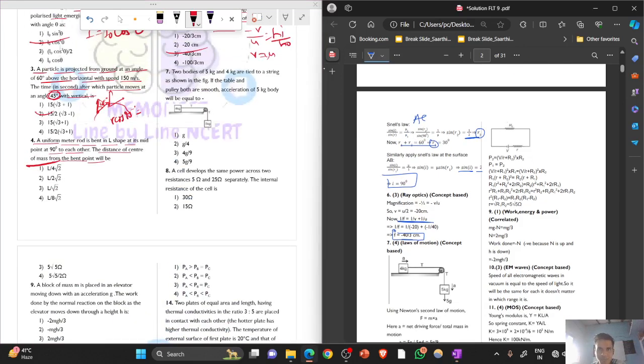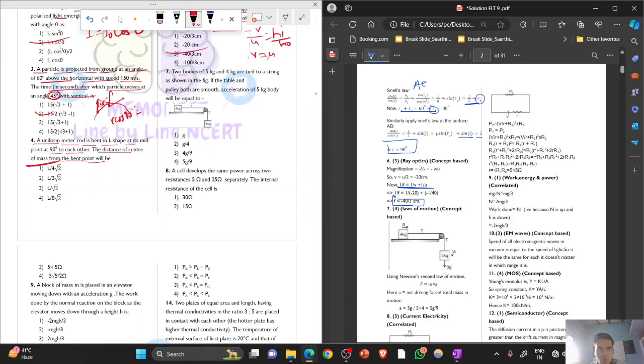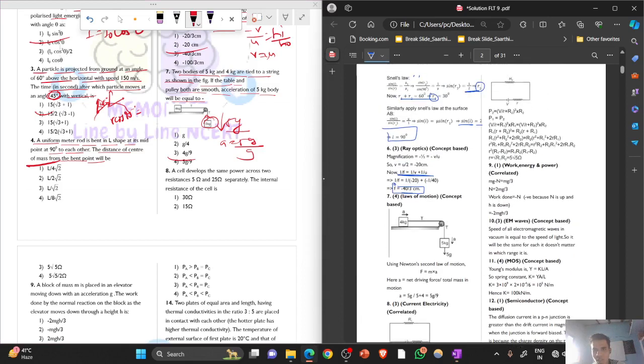Moving ahead. Two bodies of mass 5 kg and 4 kg are tied to a string as shown in the figure. If the table and the pulley both are smooth, the acceleration of the 5 kg body will be? Okay, it is asking about the 5 kg body. You just need to calculate the net force. Net force will be in this direction, that is 5g. From the 5g, you have the two masses, that is 4 kg and 5 kg, so 5 by 9, something like that. So your acceleration will directly come out to be 5g by 9. That's option 4, which will be correct. Again a straightforward question. No need to think too much here.